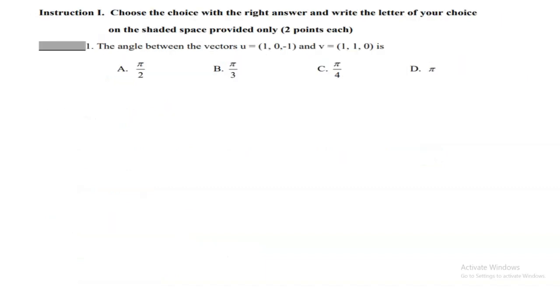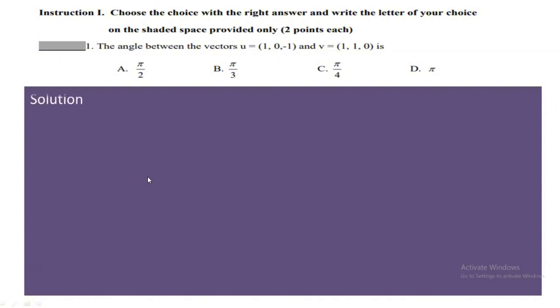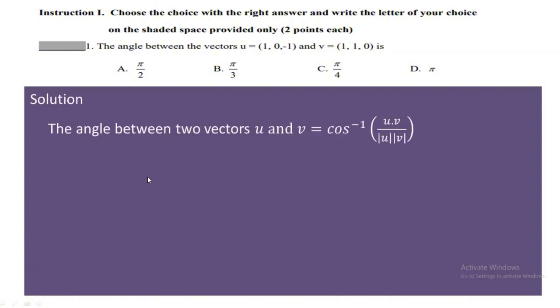So here I go directly to the first question. It says: find the angle between the vectors u = (1, 0, -1) and v = (1, 1, 0). As you studied, students, the angle between two vectors can be obtained by using this formula: cos inverse of the dot product of the two vectors divided by the product of the two norms. Here the vectors must be non-zero in order to have a meaningful output.